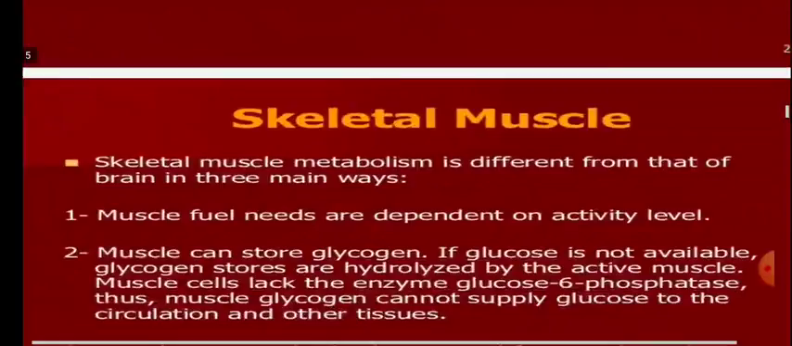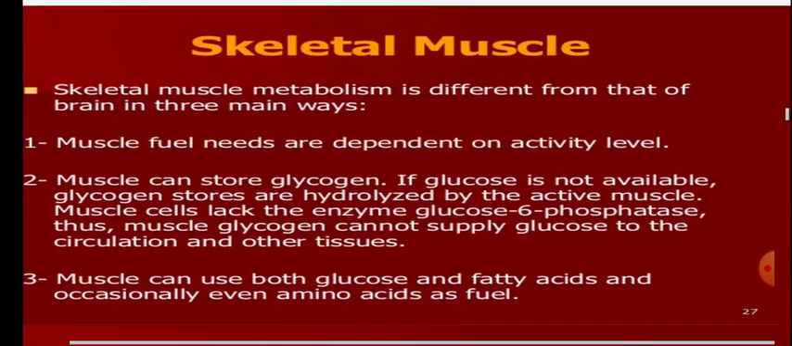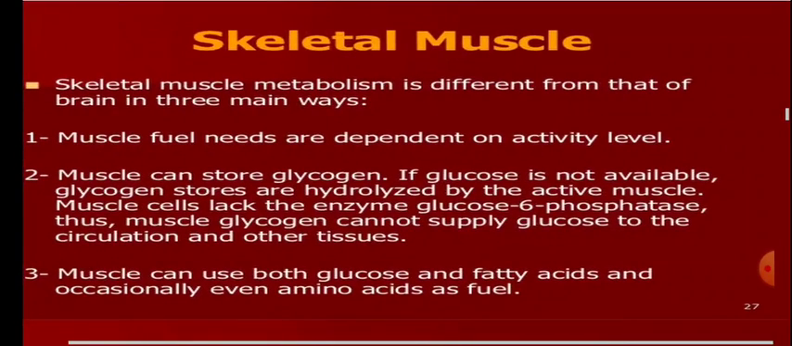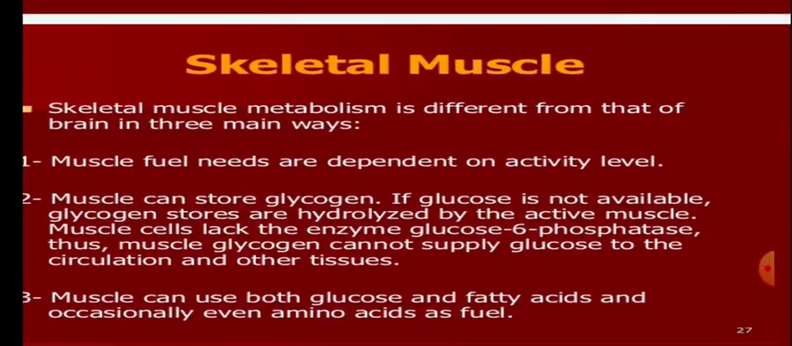So if anything happens, the first attack is to the liver. So this is the one part. And second are the skeletal muscles. These muscles are of different types. On the other hand, the muscle can store glycogen.